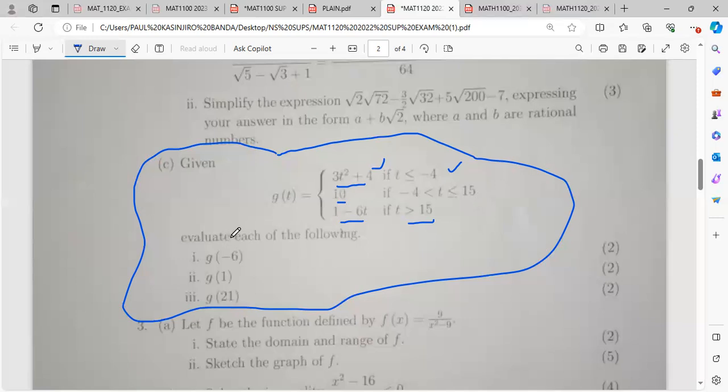Okay, so now let's evaluate the following down here. They're saying evaluate each of the following. Then they have given you g of minus 6. So that minus 6 there is representing the t. So if you got what I was explaining, if we're given g of minus 6, then which of these equations here are we going to use?